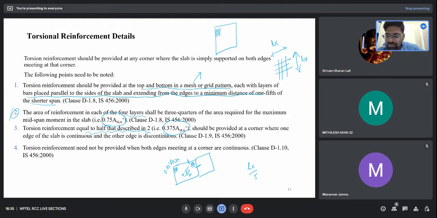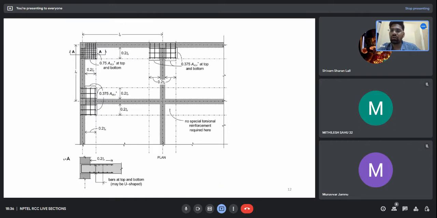And the last point says torsional reinforcement need not be provided when both the edges meeting at the corner are continuous. So if both of the edges are continuous, there will be zero torsional reinforcement. So this was all about torsional reinforcement. If both of the edges are discontinuous, 0.75; one edge discontinuous, one edge continuous, 0.75 by 2; all of the edges continuous, zero torsional reinforcement. I have also shown you here in this diagram.